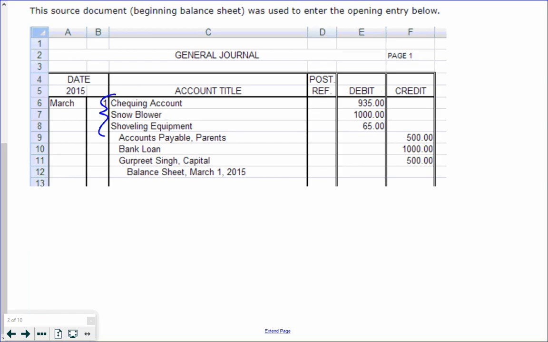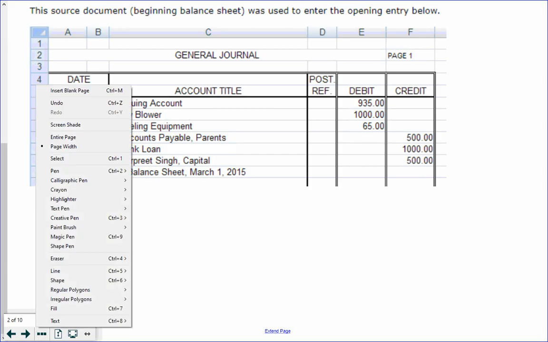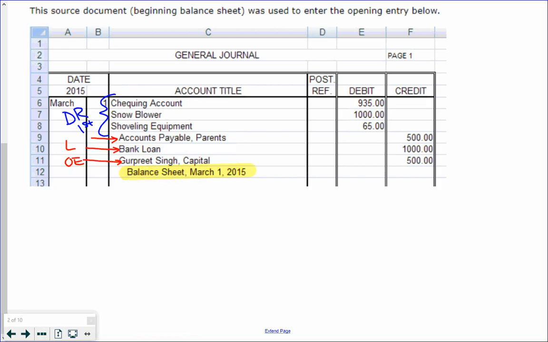What you do is you always do the debits first. So we're going to do our 3 asset accounts, putting the balance in the debit column. And then you want to indent the liabilities and the owner's equity, and you put those balances in the credit column. So you're simply going from a balance sheet or a T account to now a general journal. And the last thing you do is you always want to explain what you did. So you could write balance sheet, you could write opening balances, anything like that.